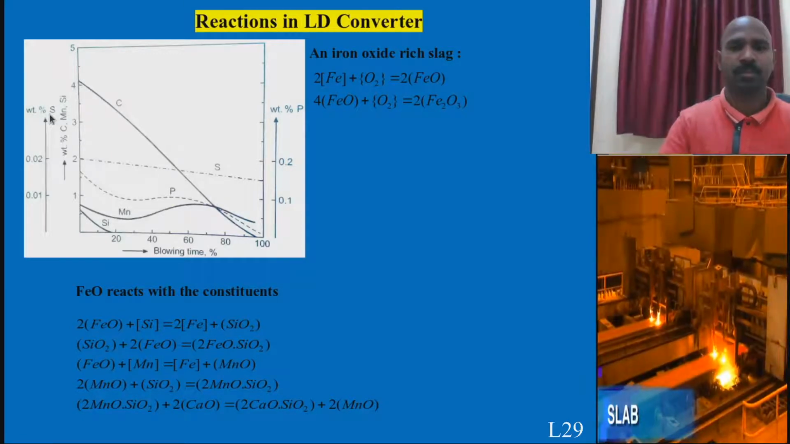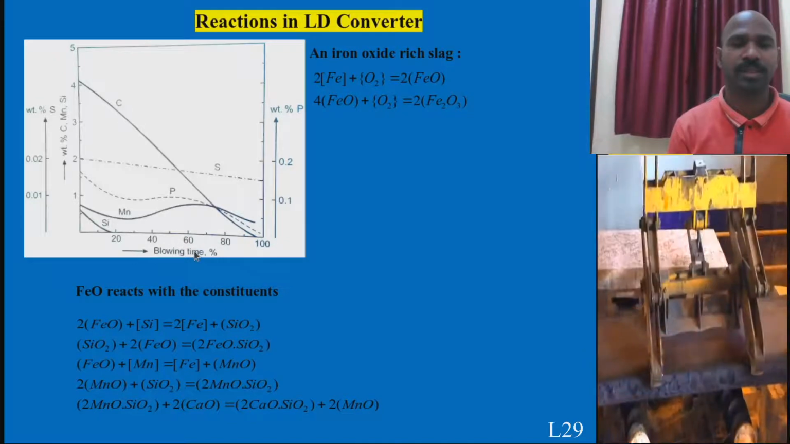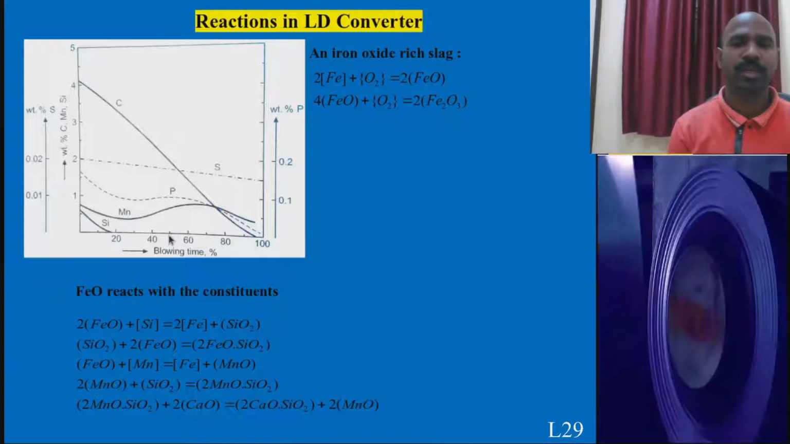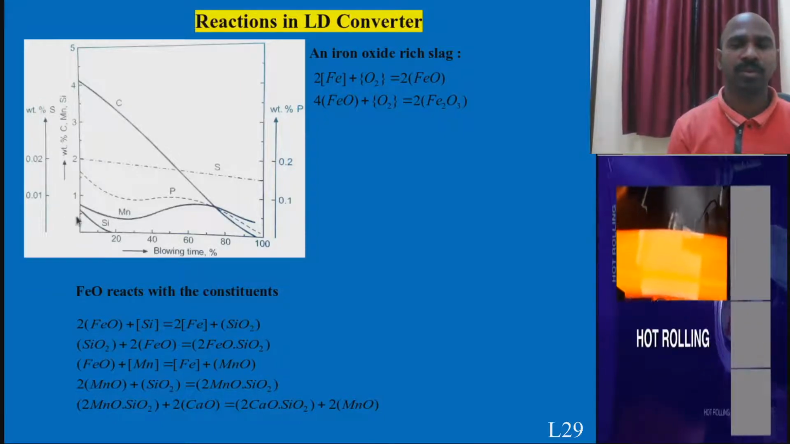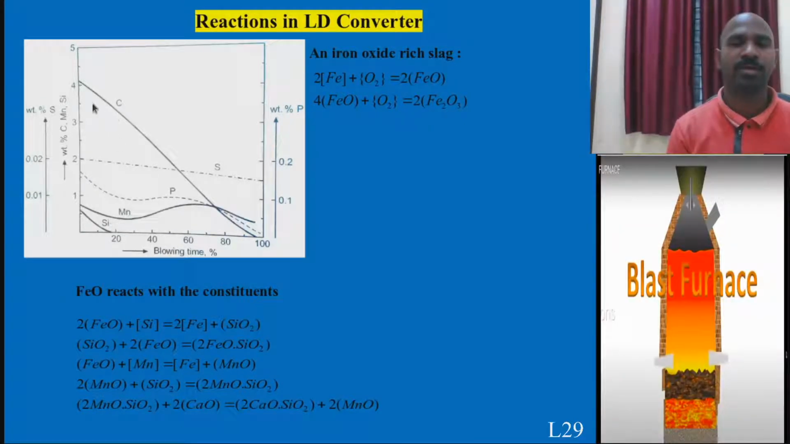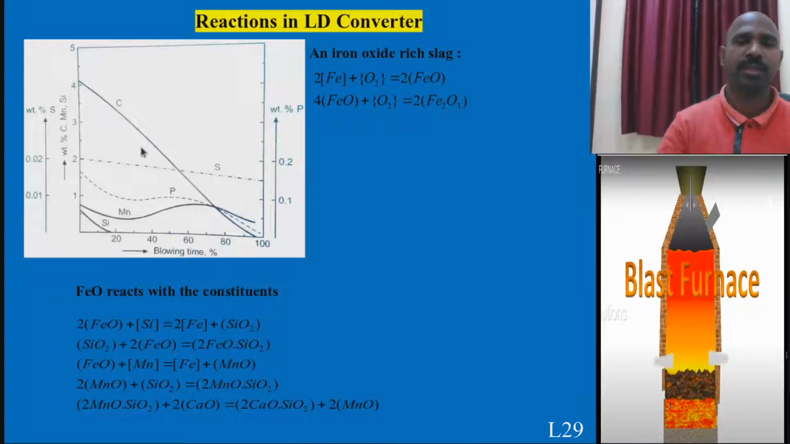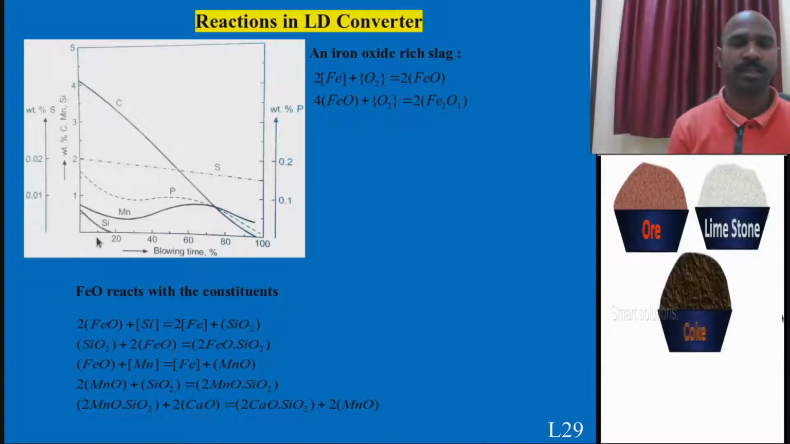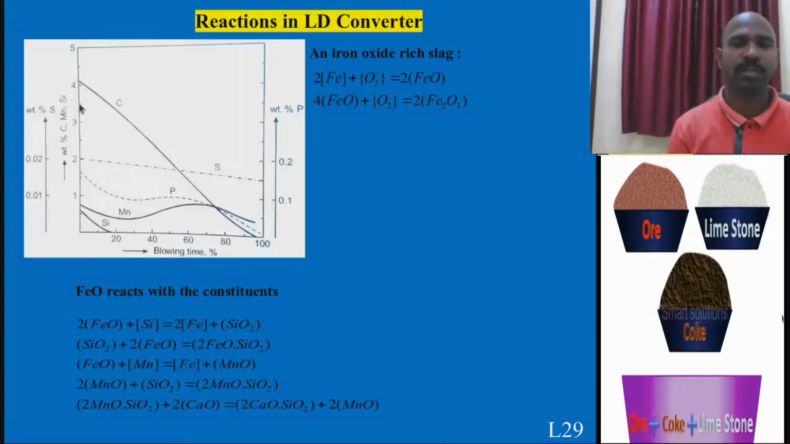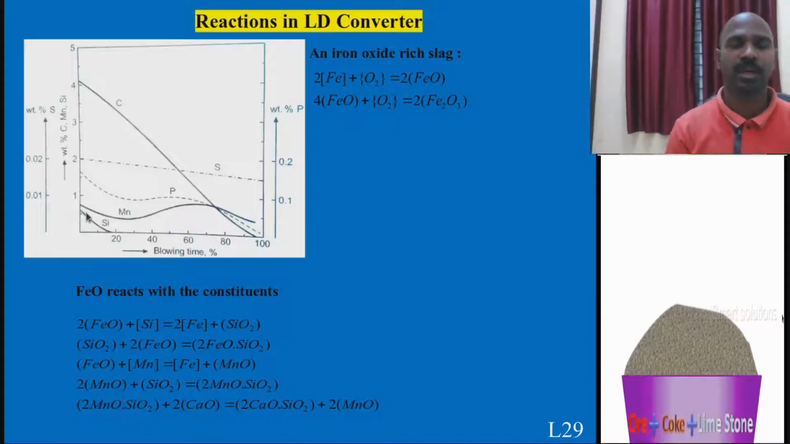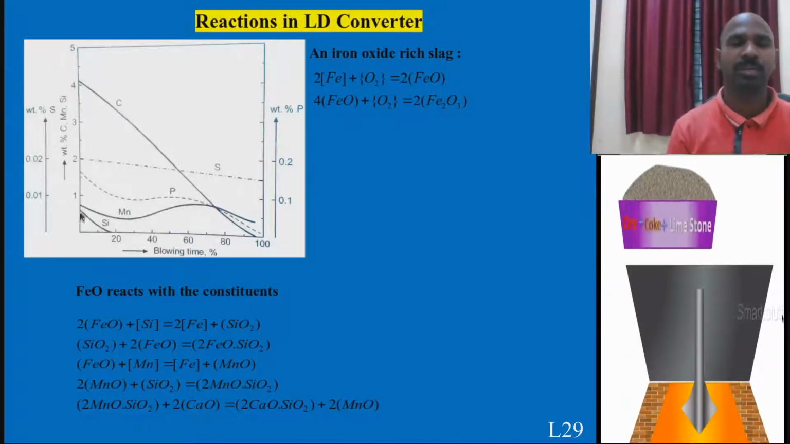How much sulfur will be removed if my blowing time of oxygen is 60%, 40% or 50%? How much sulfur will be reduced, and how much phosphorus, silicon, manganese and carbon? These can be interpreted from this chart. For example, coming to the carbon, initially at a blowing time of, let us say, 20 minutes, the carbon is around 3.5%. After 80 minutes the carbon is reduced to 0.5%, for example.